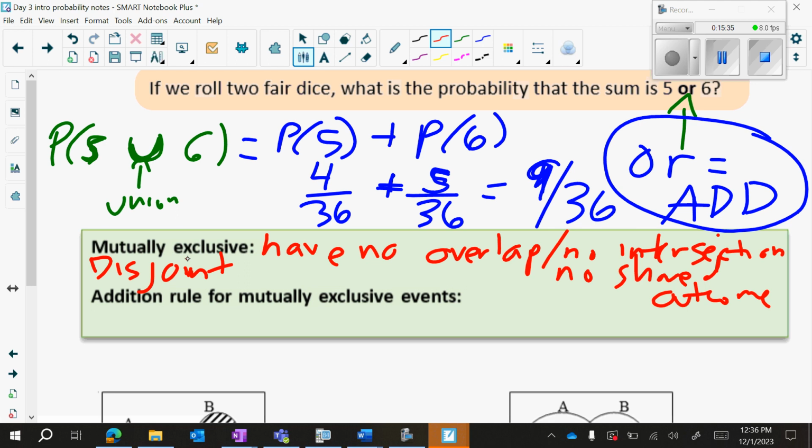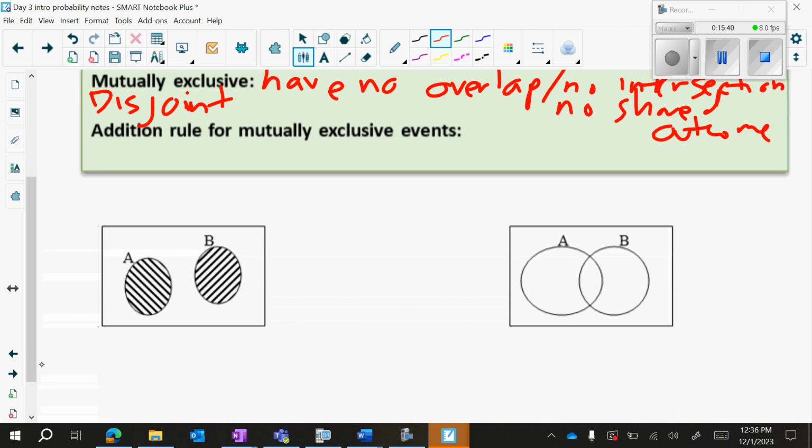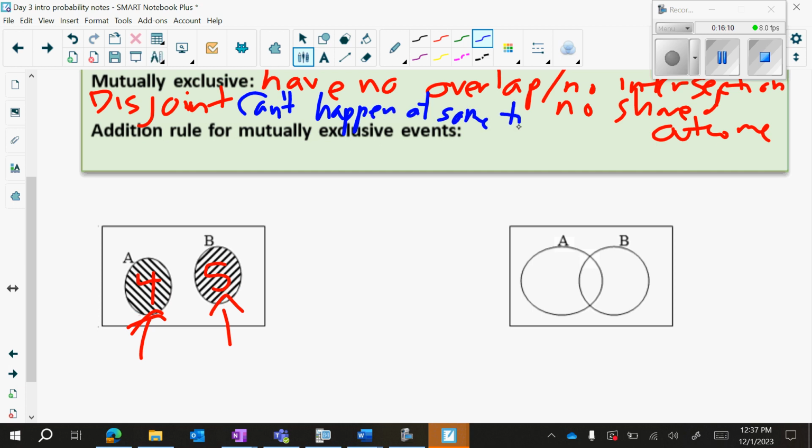Okay, so what do I mean by this? Well, if you look down below, there is a Venn diagram here. This is event A and event B. Event A would be rolling a 4. Event B would be rolling a 5. So if you roll a 4, you can't roll a 5. If you roll a 5, you can't roll a 4. You either roll a 4 or you roll a 5. You can't roll both at the same time, basically. They can't both happen at the same time. So maybe we should add that. Can't happen at the same time, simultaneously, right? Simultaneously means at the same time, okay?